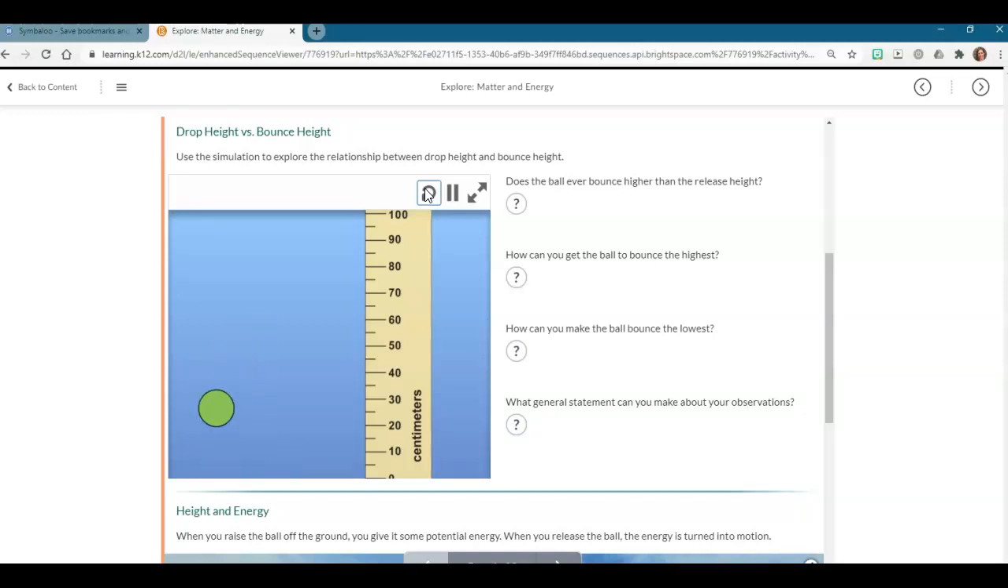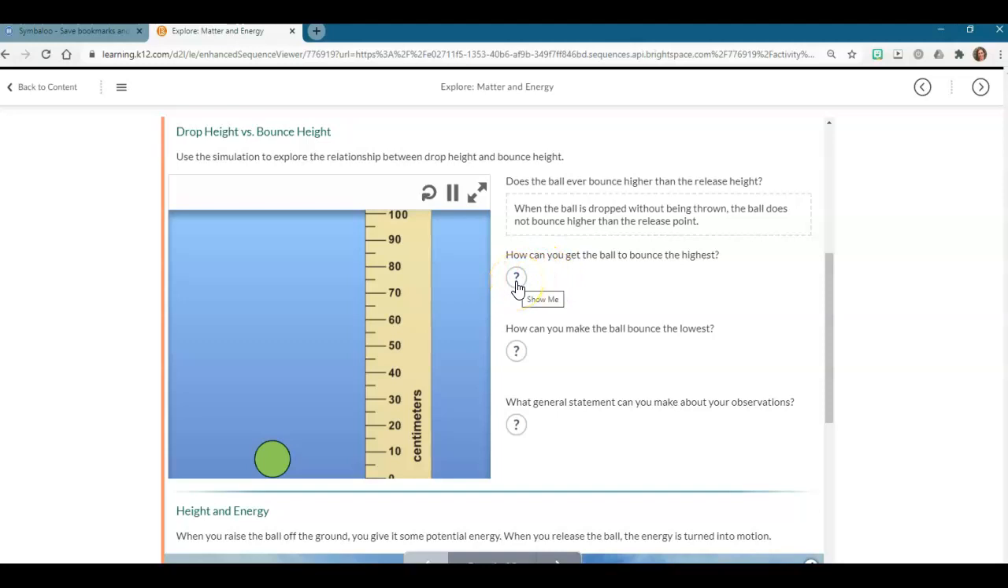So how high does it bounce? It never gets back up to that initial drop height. Okay, so does the ball ever bounce higher than the release height? In this case, no, it does not. Okay, and then how can you get the ball to bounce the highest?